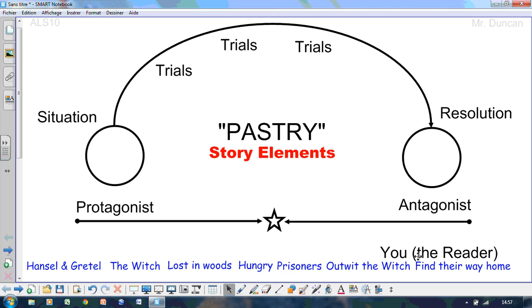And then the Y in pastry is you. And that's because all of these different elements come together to make a story that someone has to read or someone has to listen to. And that's generally the reader.